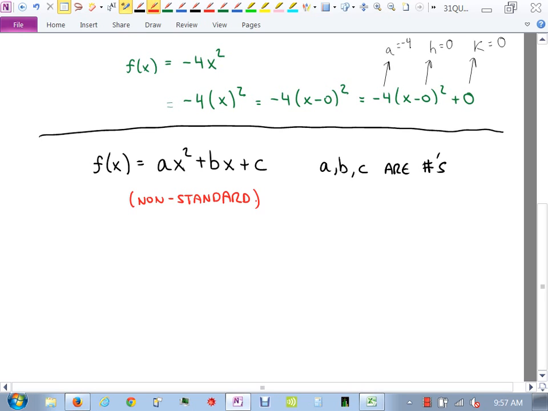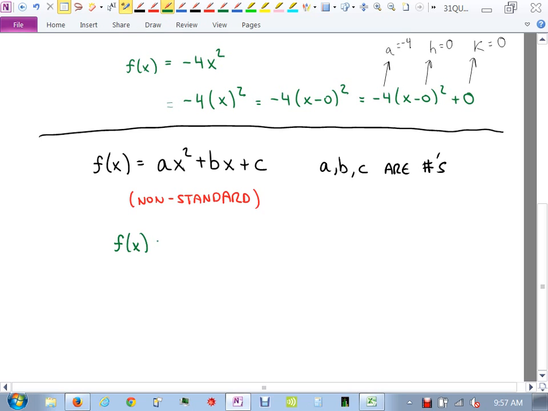So let's take a look at a couple of examples. Also, the A, B, and C are just numbers, right? That's what I'm saying. And the A here is the same as the A from the standard form. So you'll see we're going to be able to actually convert from standard to non-standard. You can go from one to the other, one form back and forth. So the A in standard form is actually the same as the A here. But here's some examples first.